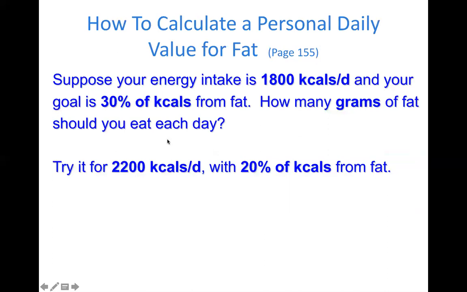Okay, calculating daily goals for fat. If your energy intake was 1,800 calories and your goal is 30% of calories from fat, how many grams of fat should you eat each day? So what you're going to do here is you're going to do 1,800, and I know my pen and my drawing skills are not that good, and you're going to multiply it by 0.3 because that represents 30%, and you're going to get 540 calories from fat.